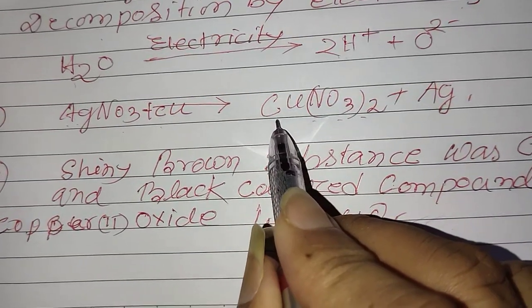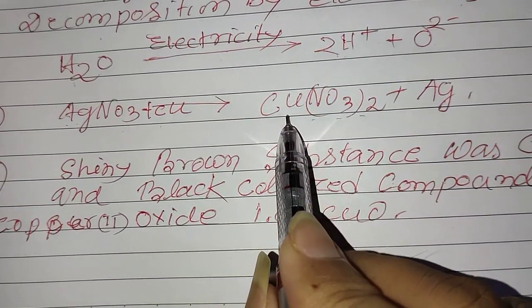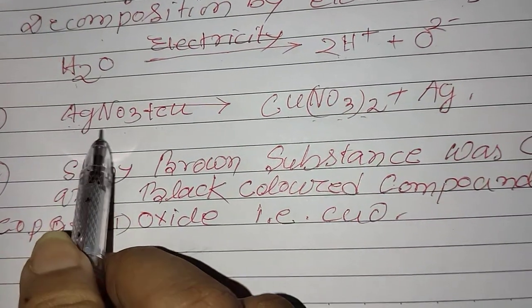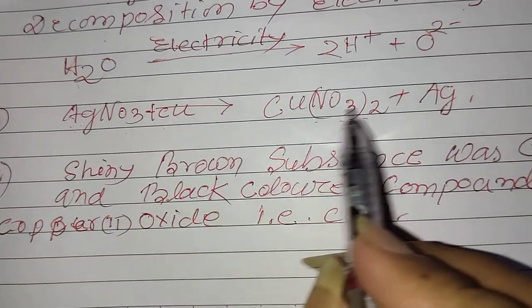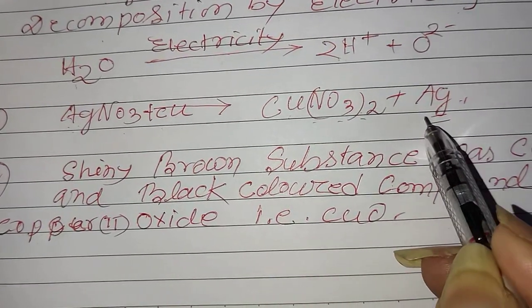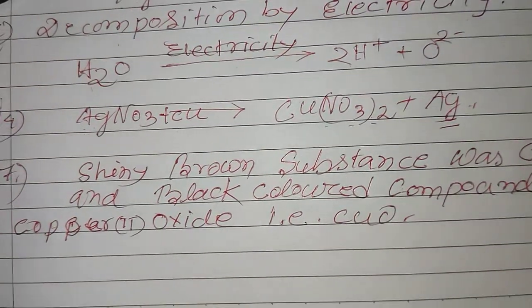So here the valency of copper is 2. That is why we write Cu(NO3)2, with the bracket and 2. That is, silver nitrate AgNO3 plus copper, then it will form copper nitrate plus silver. So we get the silver as free. Okay, so next question.